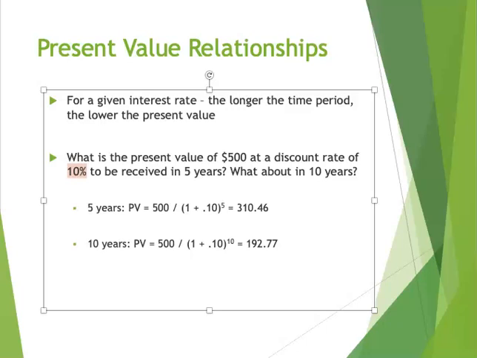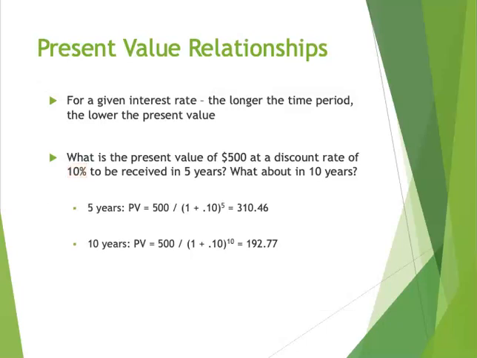Now let's look at it for 10 years. Again, our future value is 500, our interest rate is 10%, but instead of our time horizon being 5 years, now it's 10 years. So it's 500 divided by 1.1 to the power 10, giving us $192.77. So as we can see, the longer the time horizon, the smaller the present value. So they basically work inversely.